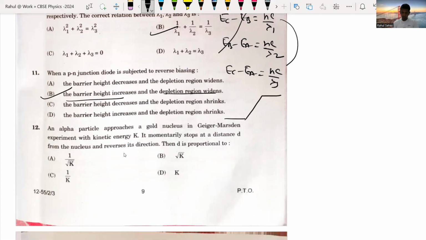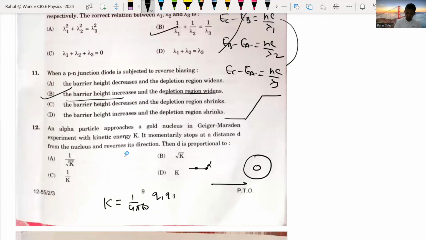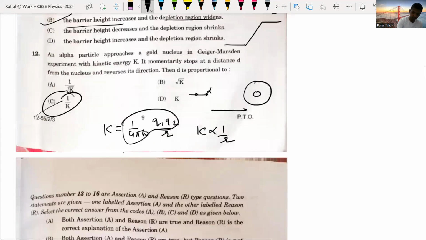Alpha particle approaches the nucleus. So kinetic energy becomes what? Equal to potential energy. Kinetic energy is equal to 1 by 4 pi epsilon naught, Q1 Q2 by R. So this is a constant. So K is equal to 1 by R. So R is inverse of K, so this option is correct.